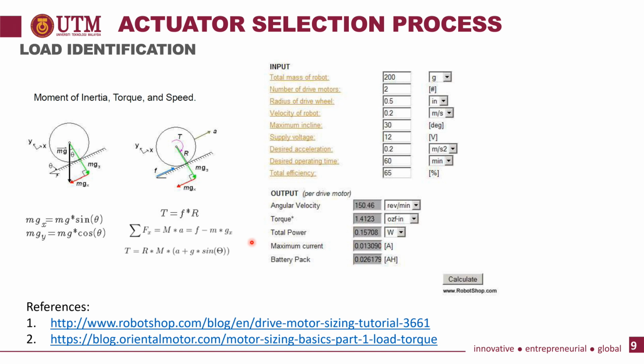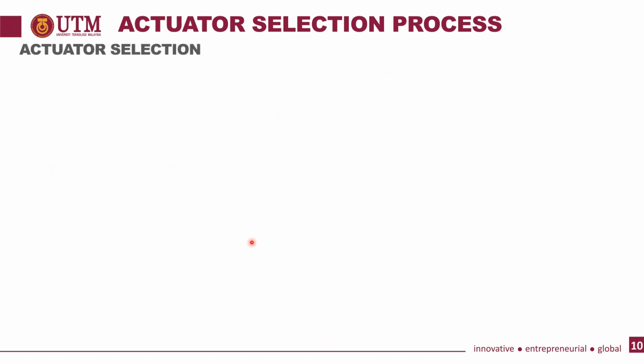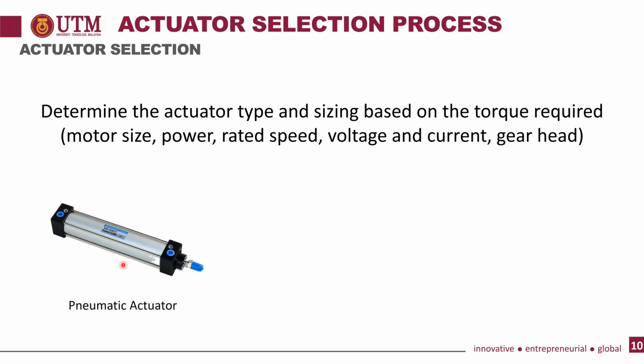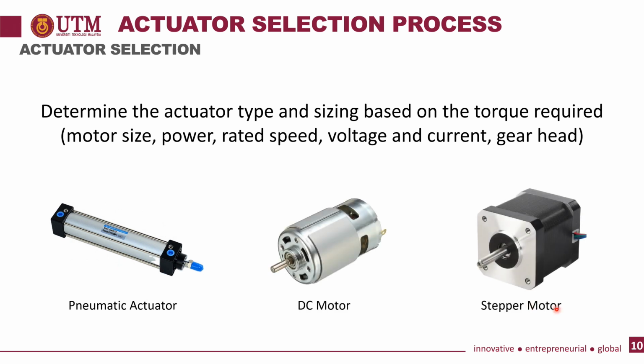So that is load identification, where you need to determine the load of your system, so that when you choose your motor later on, it will be suitable for the application. Next is actuator selection. For actuator selection, determine the actuator type and sizing based on the torque required: the motor size, power, rated speed, voltage and current, and also the gear head. So maybe you can select pneumatic, DC motor, stepper motor, or servo motor. That all depends on your application, so that it will solve your problem.